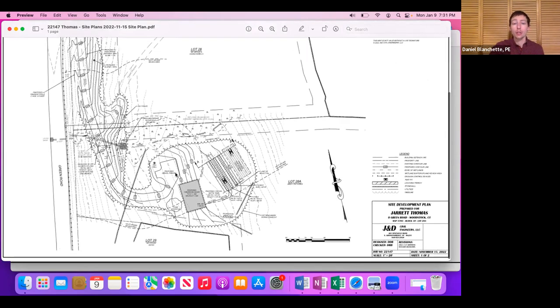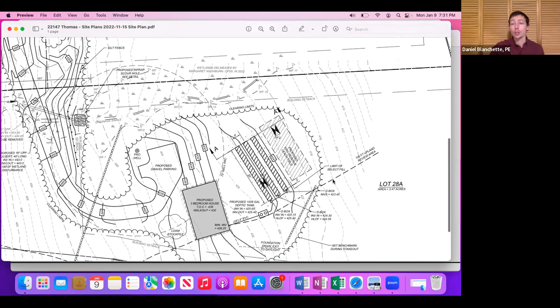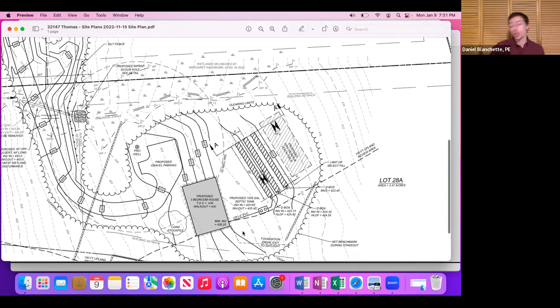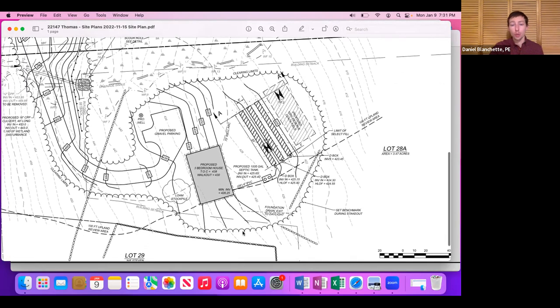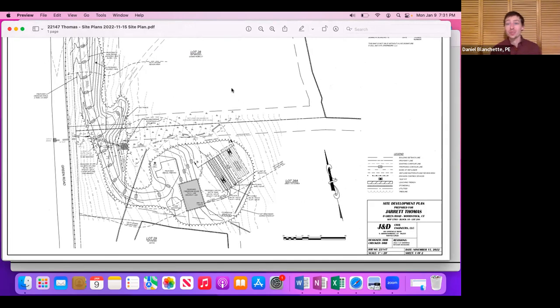In terms of the house construction, it's all within the upland review area. I have the upland review area shown here. And so all the construction effectively is within the upland review area, but I tried to keep it as far from the wetlands as possible and obviously still meet setbacks to the southern property. Otherwise, that's pretty much it. I'd be happy to answer any questions.